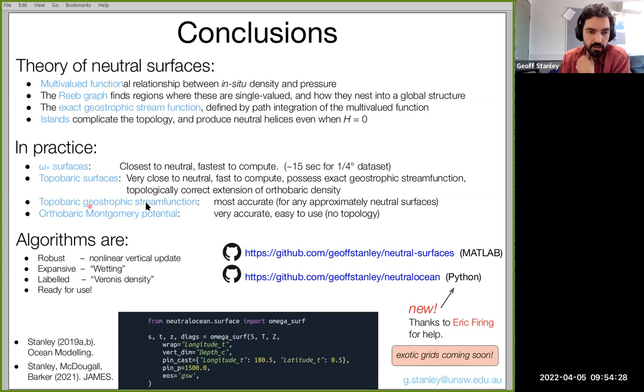Okay, there's a couple of new stream functions as well that are more accurate. And the algorithms are robust due to the nonlinear update that we use in the vertical. So you can safely use them without dividing by zero.